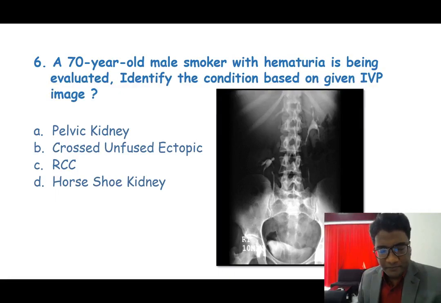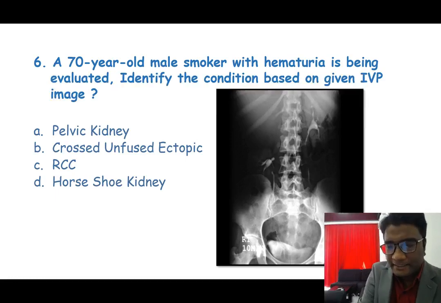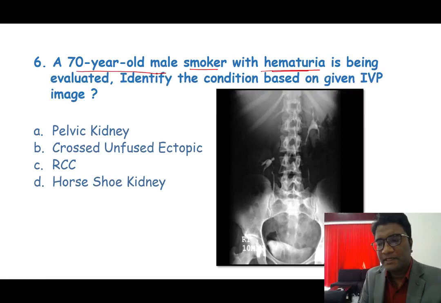Next. Okay, guys, next one, try this question. A 70-year-old male smoker with hematuria is being evaluated. So it's an elderly patient, male smoker, and he is having hematuria. Identify the condition based on the IVP image.